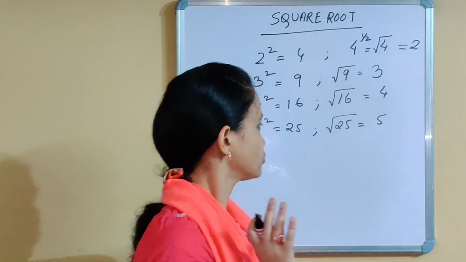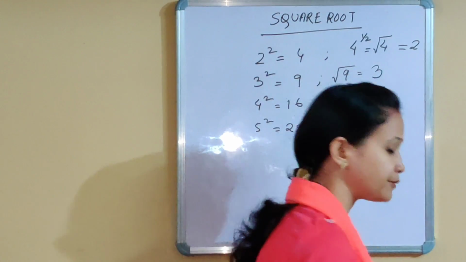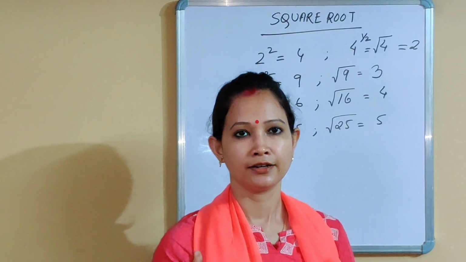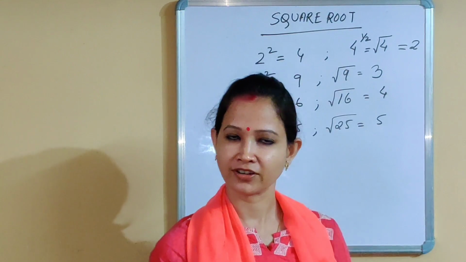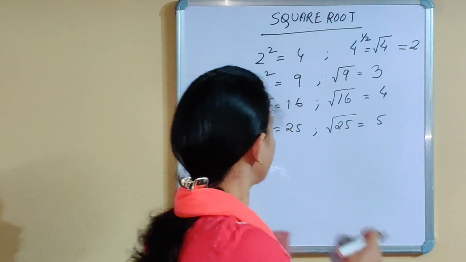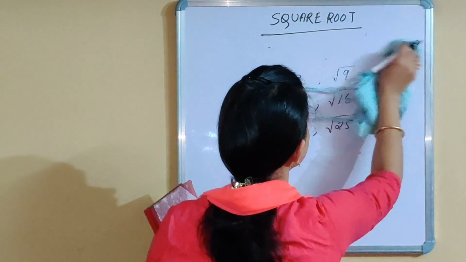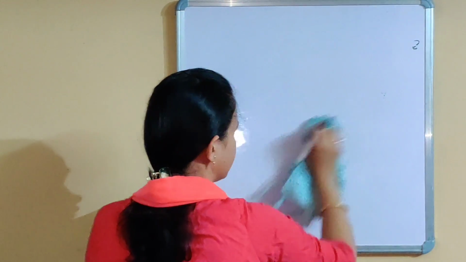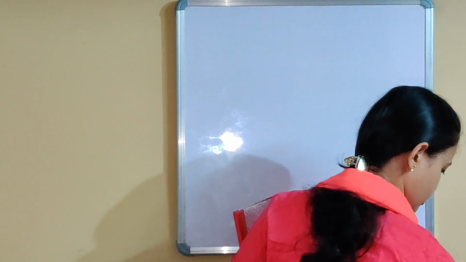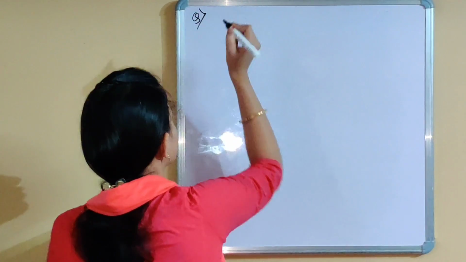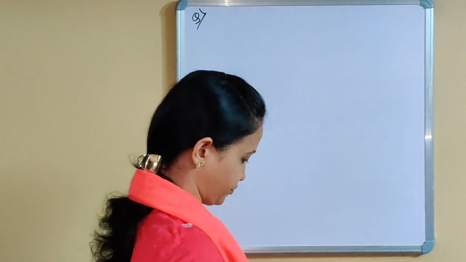There are basically 3 methods. One is the division method, one is the prime factorization method, and one is the subtraction method. One by one we will be doing. So the first method will be the prime factorization method. Let's do some problems.